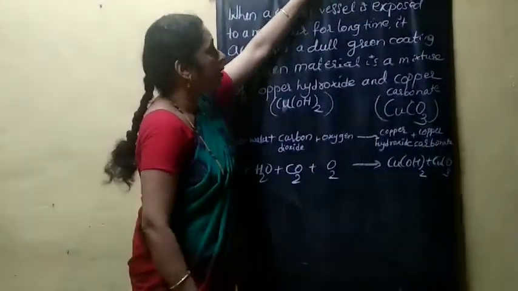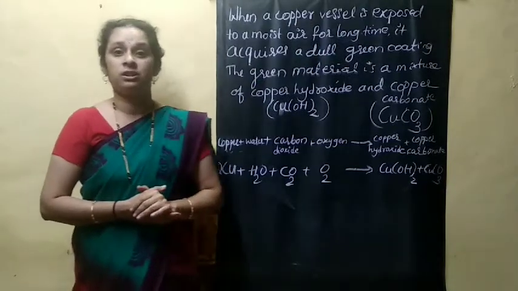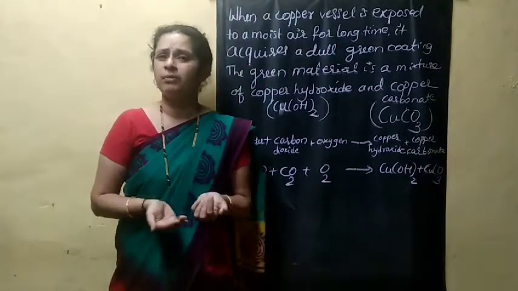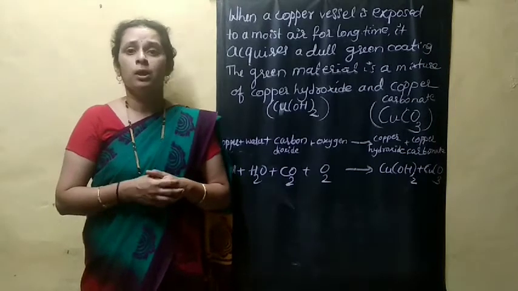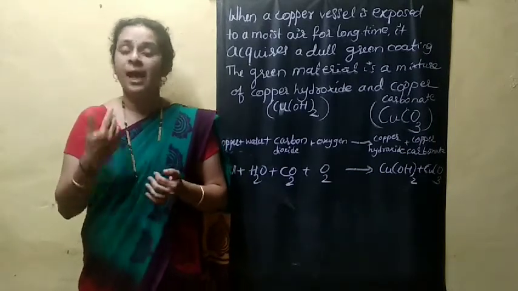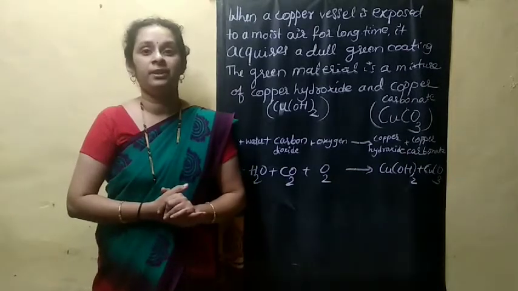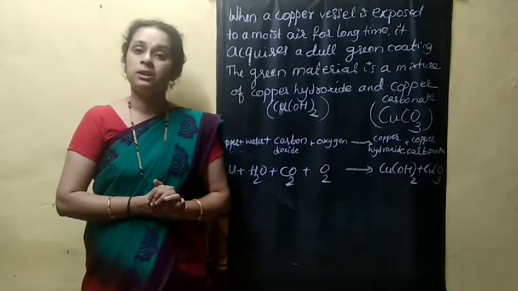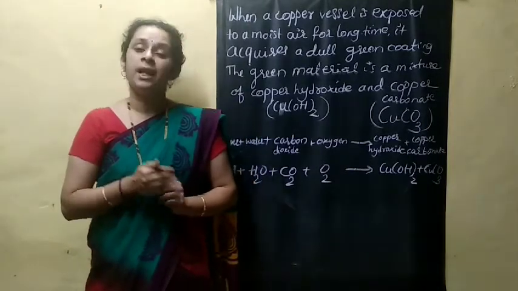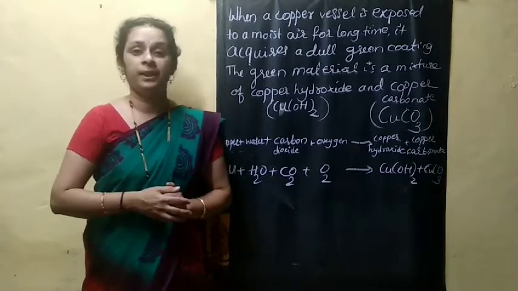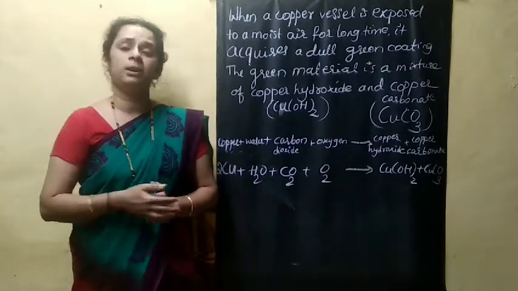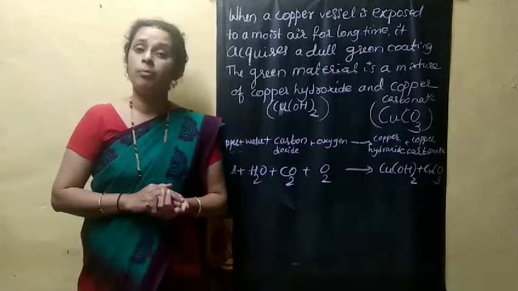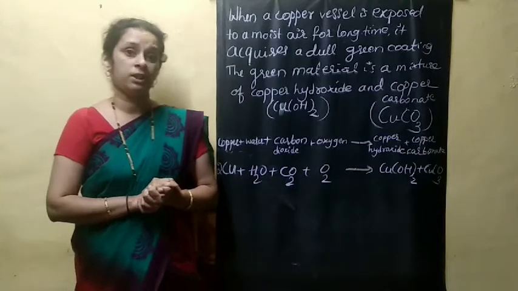Next you have to discuss another reaction: how the copper metal reacts with oxygen. You know that when copper materials, copper vessels, are exposed to moist air for a long time, you will come across a bad smell as well as a green coating on them. That green coating is nothing but the formation of copper hydroxide as well as copper carbonate. First of all it will form copper oxide, then it will become like that. That is about the reaction of copper with moist air. How it reacts with moist air, that you have to discuss.